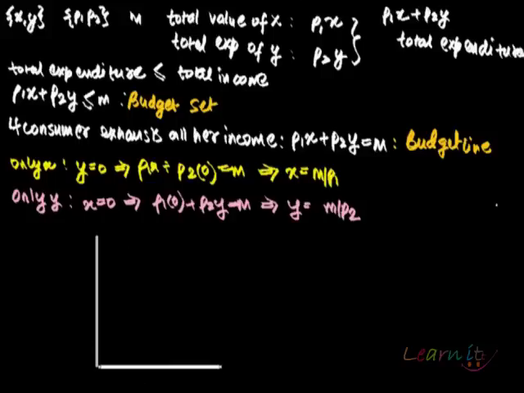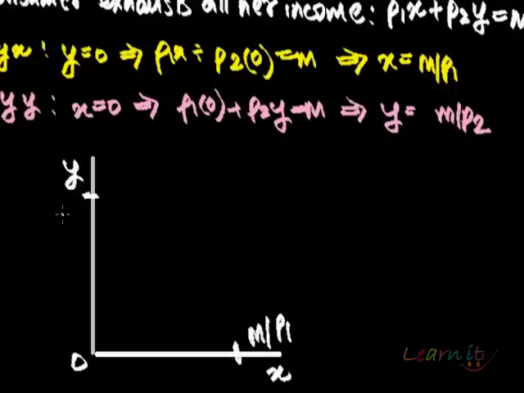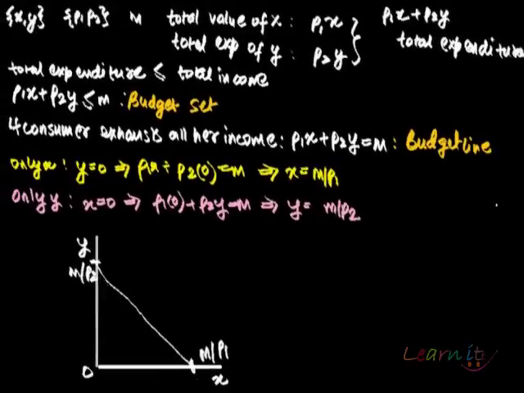Now if you are going to draw a line, and you put X and Y axes out here, X equal to M by P1 is the X intercept, where Y is equal to 0. Y equal to M by P2 is the Y intercept, where X is equal to 0. And if you draw a line joining them, you will get P1X plus P2Y equals M. At all the points on this line, expenditure is equal to income.